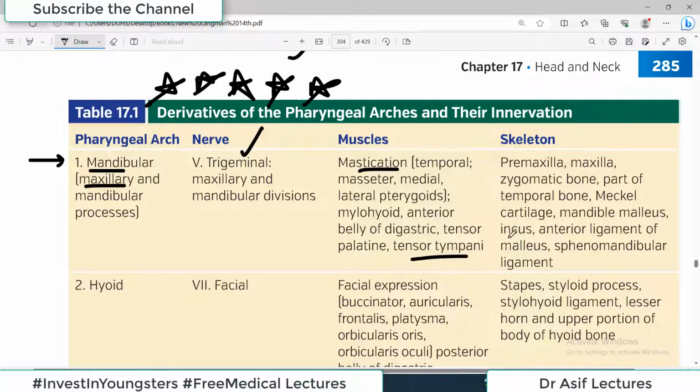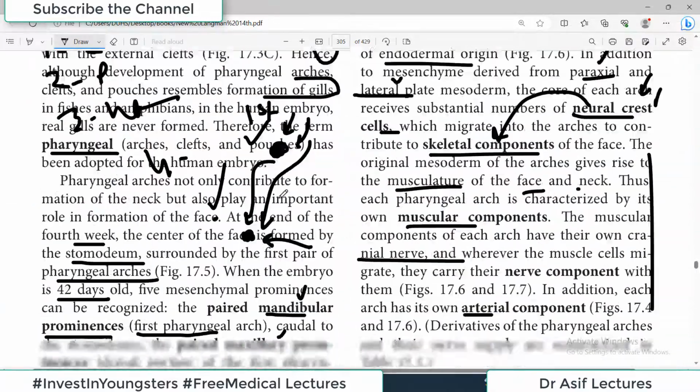Skeletal कौन से structures हैं जो develop होते हैं from the first arch? They include the premaxilla, maxilla, zygomatic, part of the temporal bone, Meckel's cartilage, mandible, malleus, incus, sphenomandibular ligament. So that is a must know for you. एग्जाम में ये अगर आपको नहीं आता then you are stuck. बहुत पूछते हैं कि first pharyngeal arch के derivatives क्या हैं, तो आपको उसकी nerve supply पता होनी चाहिए, muscles जो derive हो रहे हैं first pharyngeal arch से, और skeletal component जो derive हो रहा है first pharyngeal arch से. So that's all about the first pharyngeal arch.